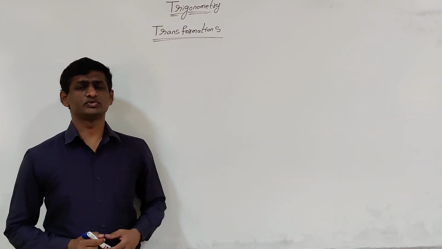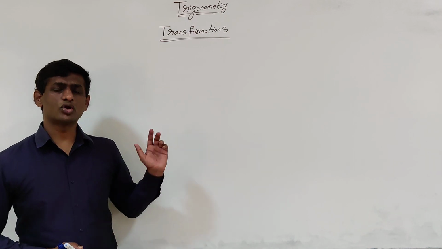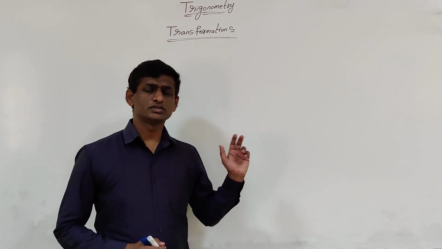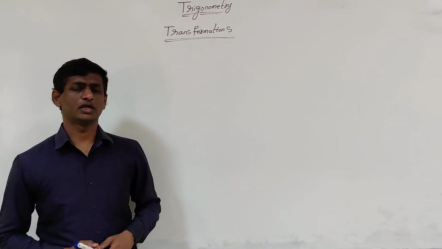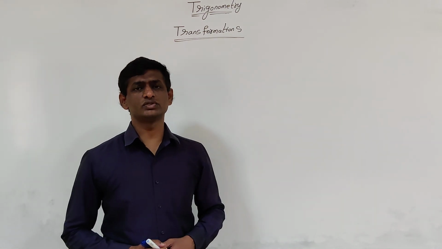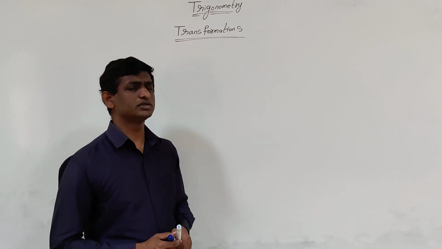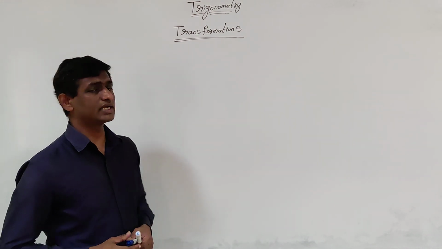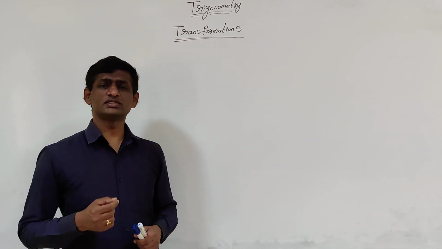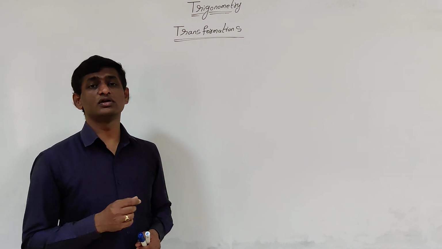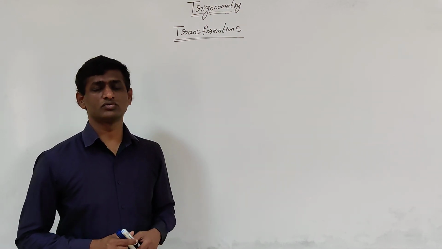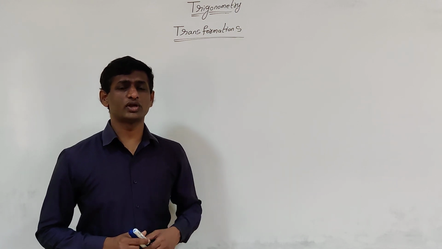So what are the forms we have? Product to sum, sum to product, product to difference, and difference to product. So we'll see one by one. Before going for the transformations, let us recapitulate once again what we have learned for compound angles. What are the trigonometric ratios of compound angles?